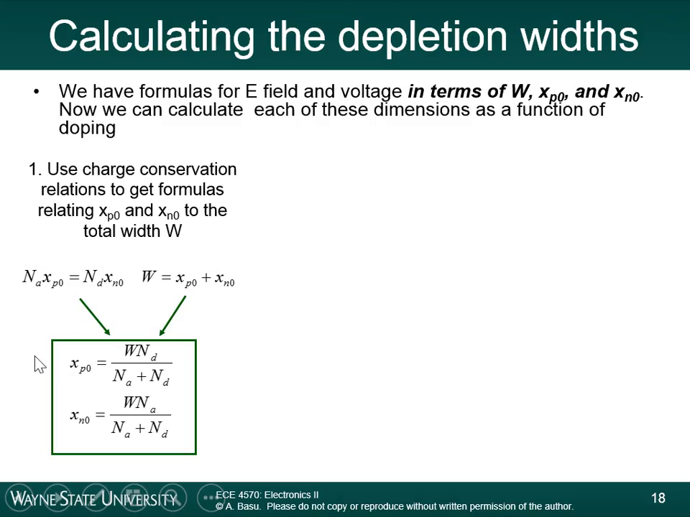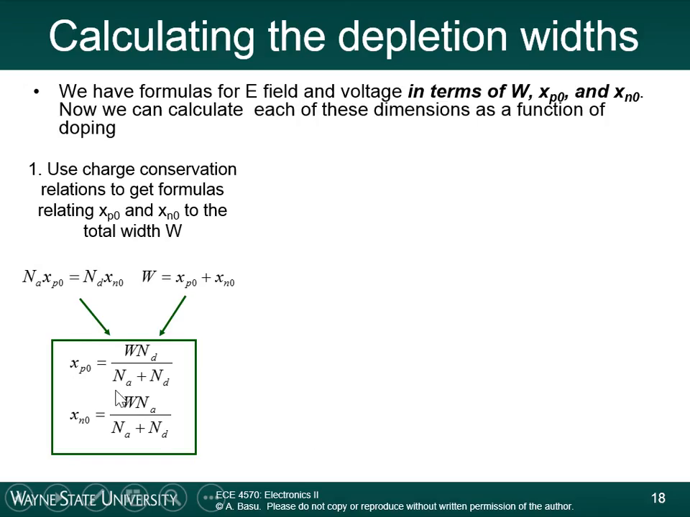So the first thing is to use the charge conservation formulas to relate xp0 and xn0 to the total width. Remember, the total width of the junction is the width of the junction on the P side plus the width of the junction on the N side.